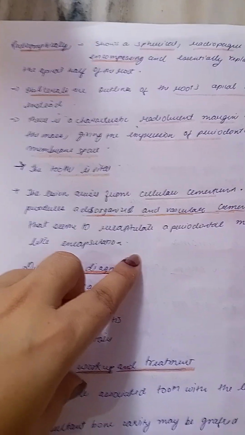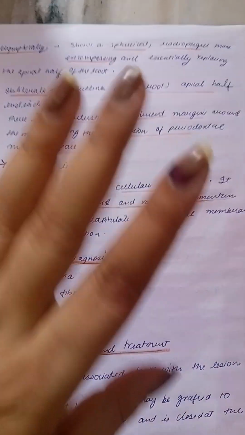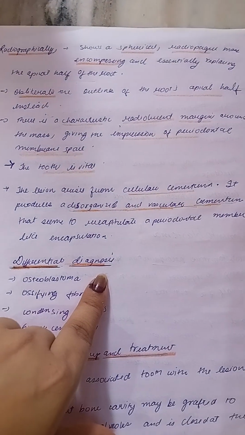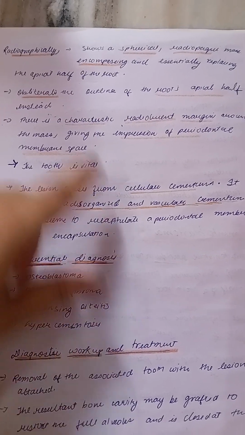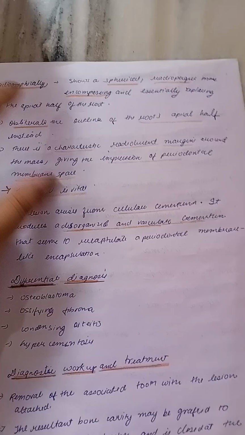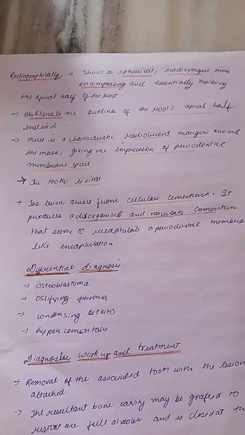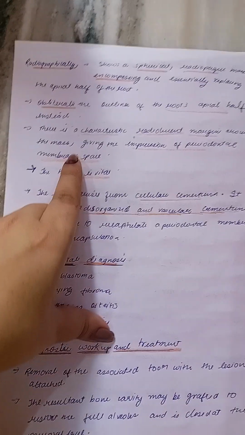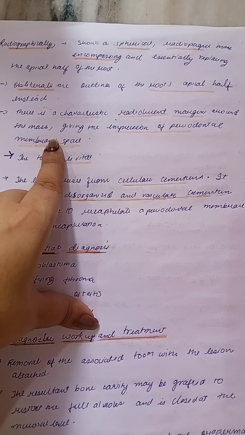Okay. Now coming to radiographic features, it shows a spherical radio-opaque mass. It is a radio-opaque mass encompassing and essentially representing the apical half of the tooth root. We have seen that it replaces the apical one half of the tooth root. Okay, it is a radio-opaque spherical mass. It obliterates the outline of the root's apical half instead.